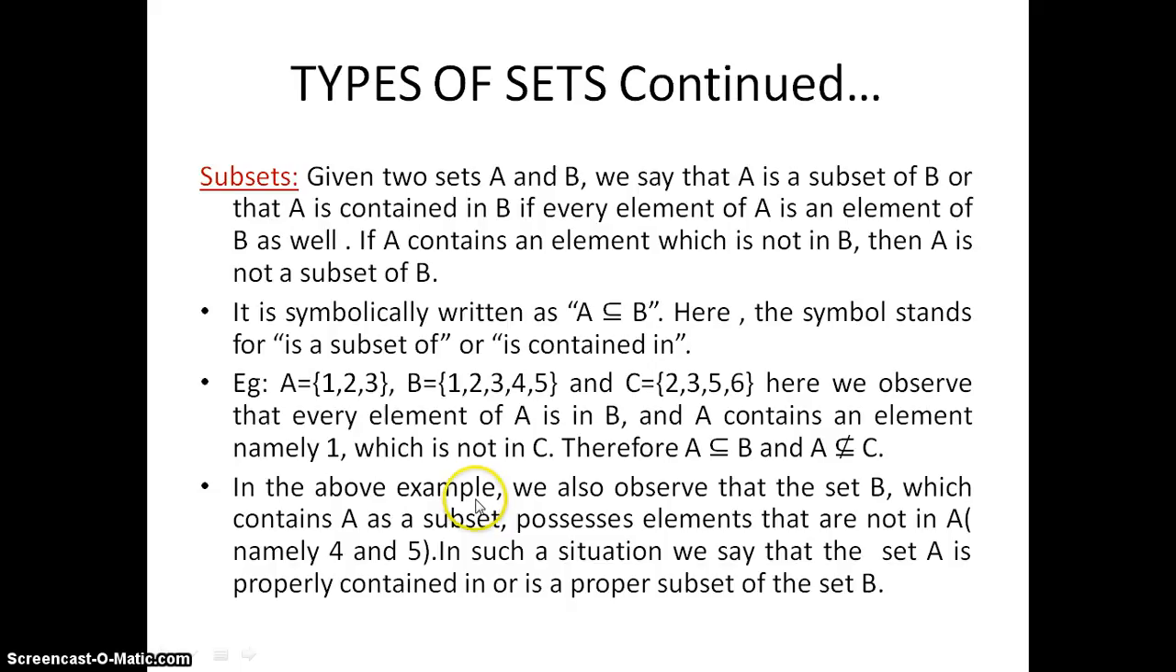In the above example, we also observe that set B, which contains A as a subset, possesses elements that are not in A, namely 4 and 5. In such a situation, we say that set A is properly contained in B, or is a proper subset of B. If both are one and the same, then we can say that it is directly a subset.